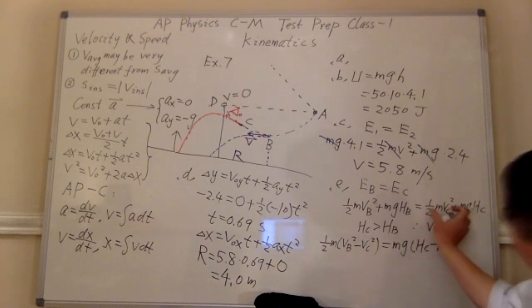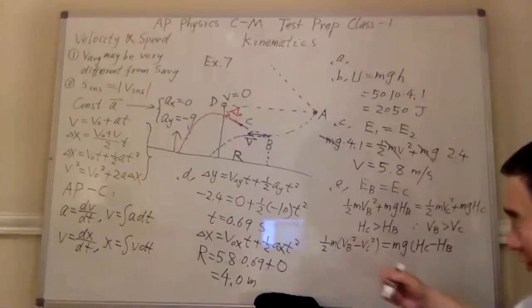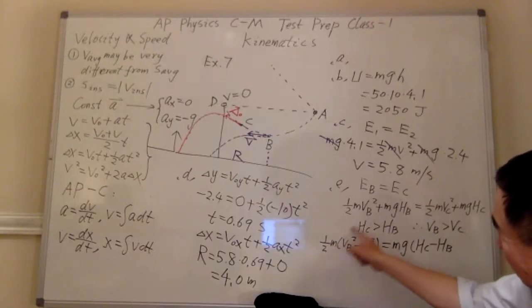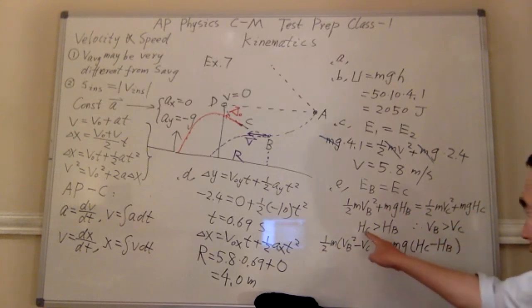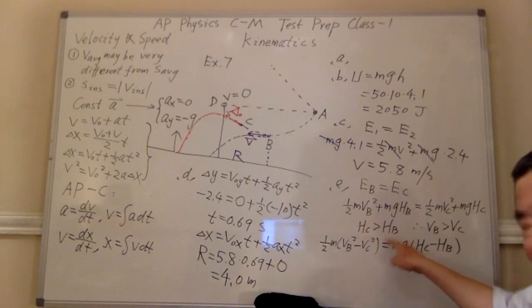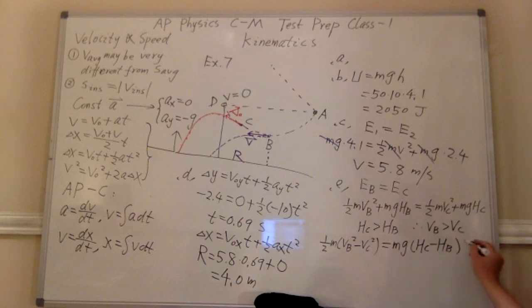So I move each one to each side. I got half m as a common factor, times VB square minus VC square. Then I move each one to the other side, and I got mg times hc minus hb. Why do I do that? HC larger than hb, it means hc minus hb is larger than 0.